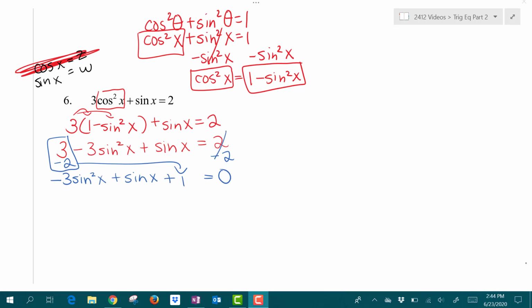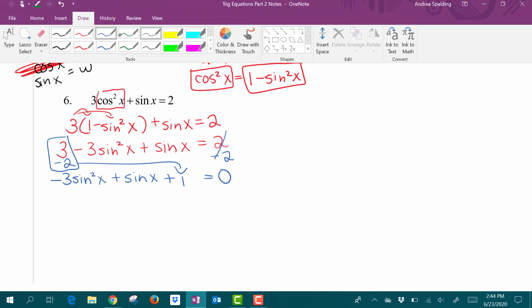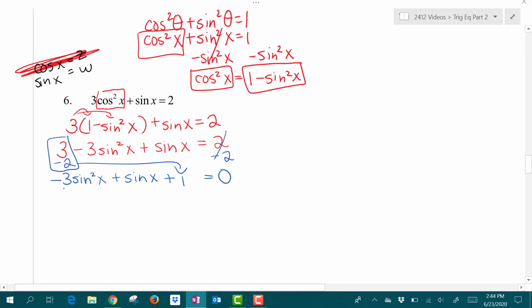Alright, so one thing you could try to do at this stage is you could try to factor that. I'm going to go ahead and let you know that it wouldn't factor. So we're going to go ahead and apply the quadratic formula. Oftentimes when we use the quadratic formula, we prefer that the first number, the a value, be positive. You do not have to change it. You can solve the problem exactly as it is.